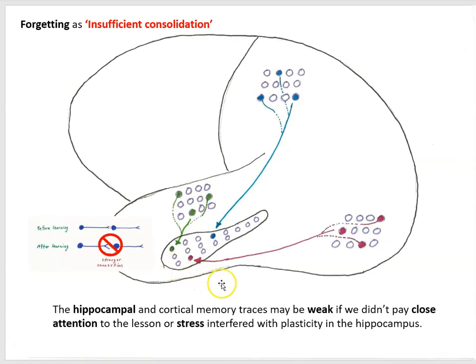In fact, this is one way of thinking about forgetting. We're going to call this forgetting as insufficient consolidation. It may well be that because we weren't paying close attention or we're stressed out or whatnot, we do not make strong hippocampal memory traces. So a lack of attention and stress can interfere with plasticity in the hippocampus. And if we're not paying attention as well, we're not going to be setting up good cortical memory traces as well. So it may be that we have just not formed strong memory traces in the hippocampus and extremely weak memory traces in the cortex.